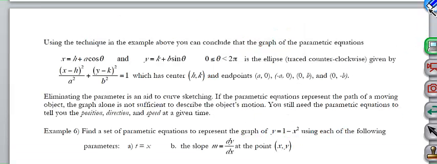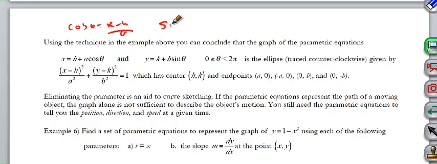How in the world are we supposed to eliminate this parameter here for cosine and sine? We really want to smash these together. Now, we can tell based on the way this problem is set up that we've got something squared plus something squared equals 1. Alright, well, here's what we're going to use. We know that cosine squared plus sine squared equals 1. Alright, well, let's solve for cosine. So we get cosine of theta equals, well, x minus h over a.